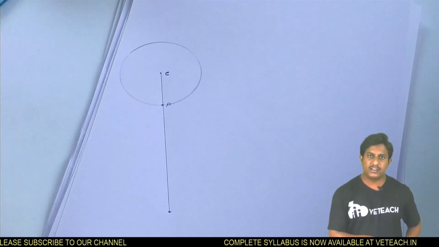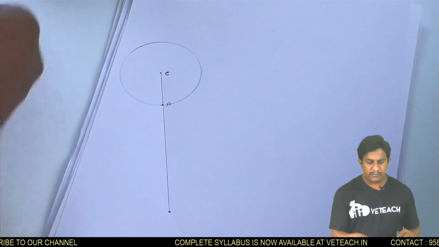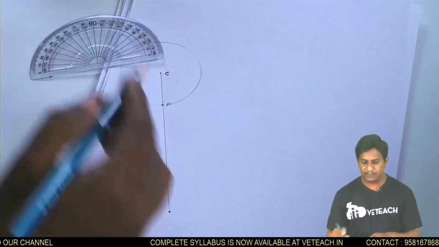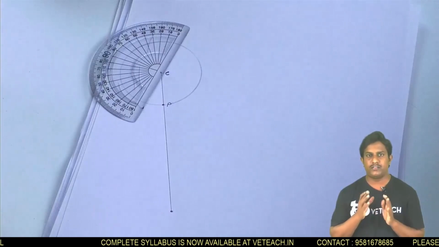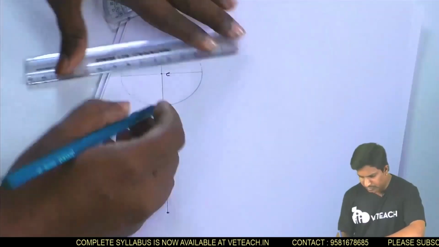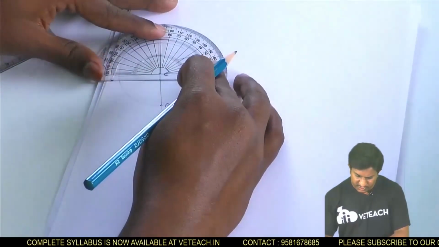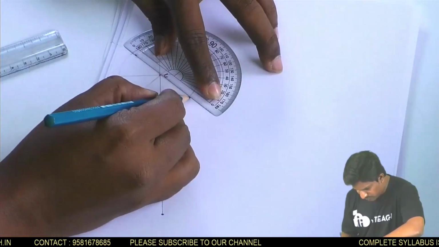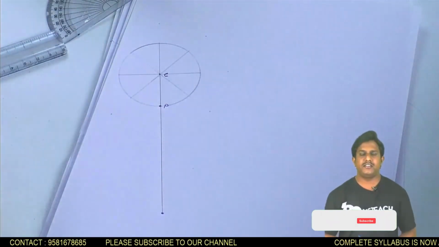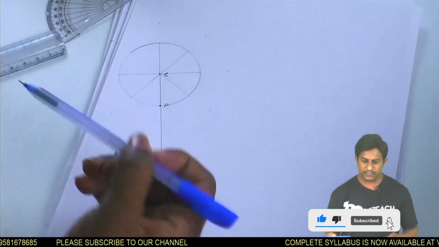Now divide this circle into 8, 12 or 4 points, that is your wish. I am dividing this circle into 8 parts. For this I need to keep an angle of 45, 45, 45, 45. By keeping a 45 degree angle, you can divide the circle into 8 equal parts. Here I have divided the circle into 8 equal parts by keeping an angle of 45 degrees.